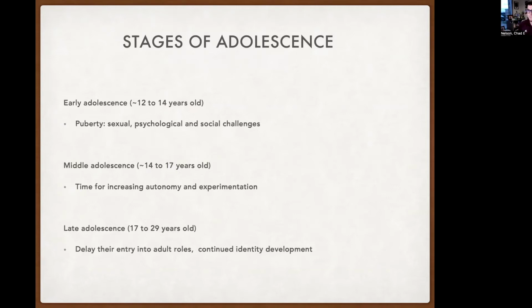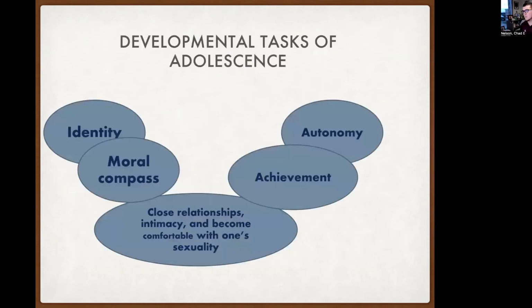And early adolescence is 12 to 14 years of age. Middle adolescence, 14 to 17, and this is the time for experimentation, autonomy, development. And late adolescence, 17 to 29 years old, and this goes into continuing their identity development.